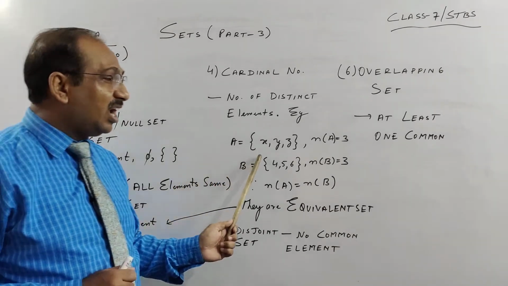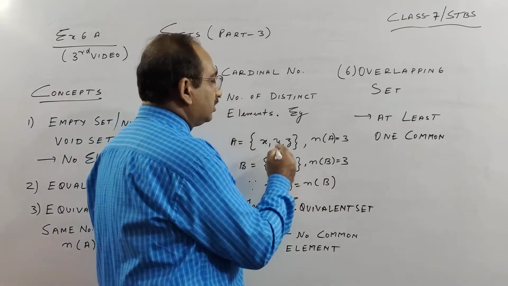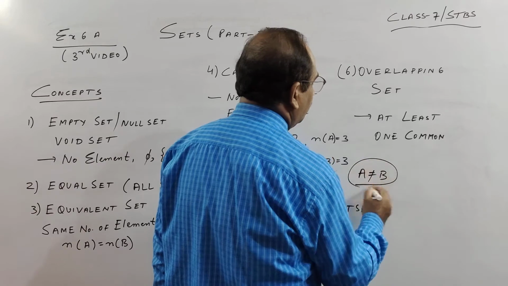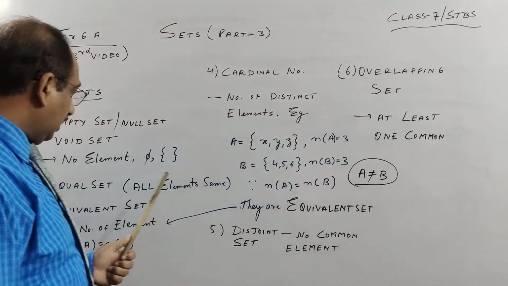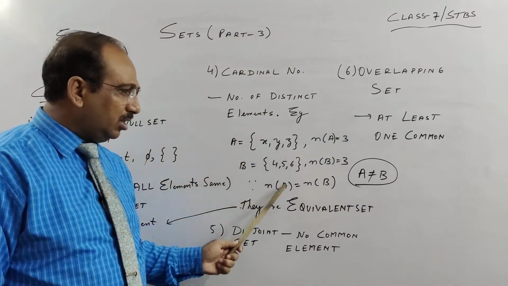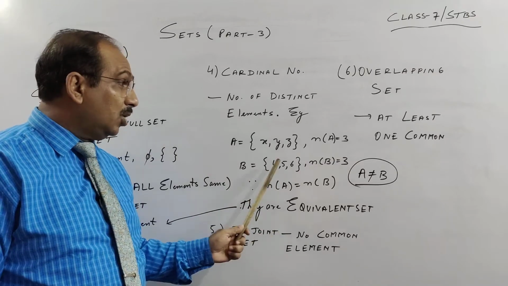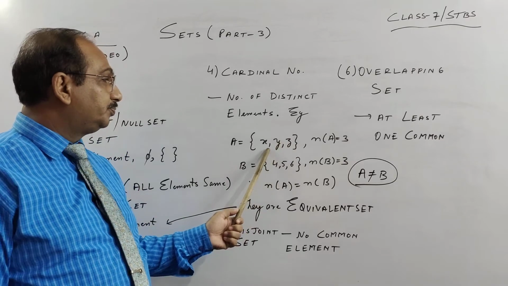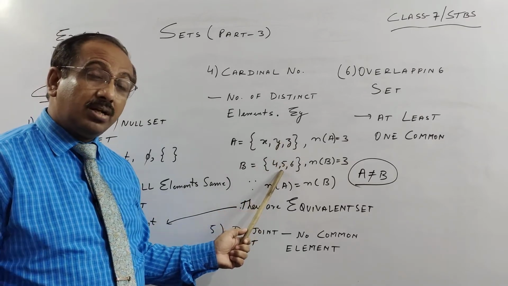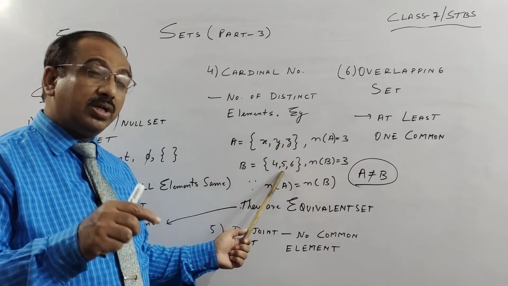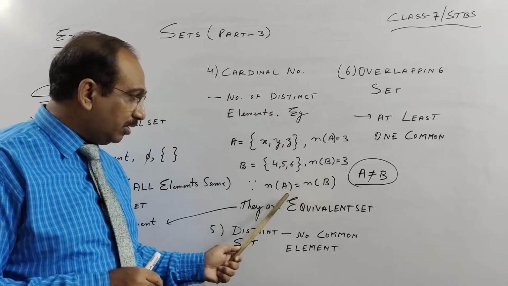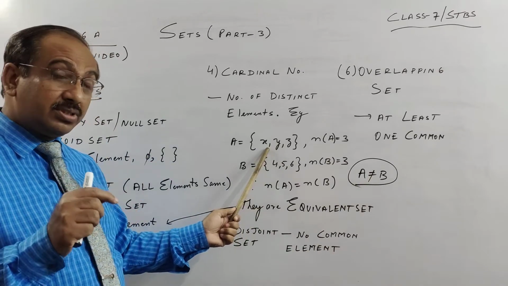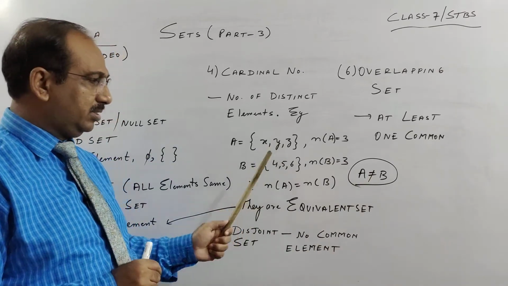If somebody asks you, are they equal? No, because they have different things. Set A is not equal to set B, because their elements are not the same. Their total number is the same, so they are equivalent. For equal sets, children, you need to have each element the same and the number of elements also the same. So equal sets are also equivalent, but equivalent sets may not be equal. Equal sets always have the same number of elements and the same elements.